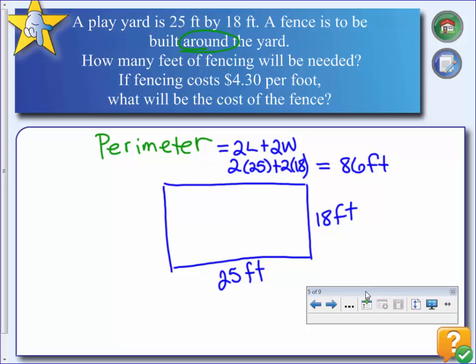Now question number 2 says, if fencing costs $4.30 per foot, what's going to be the cost of the fence? Well, this word per is going to indicate that we're going to multiply. So we're going to do $4.30 times 86 feet. And my final cost should be $369.80.